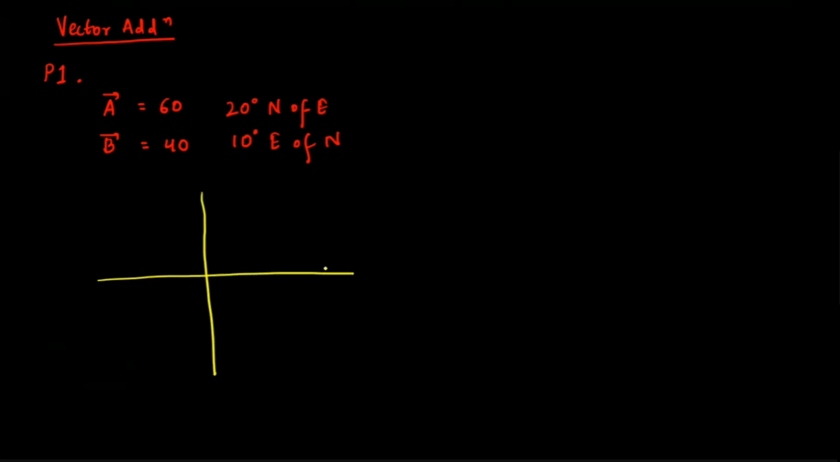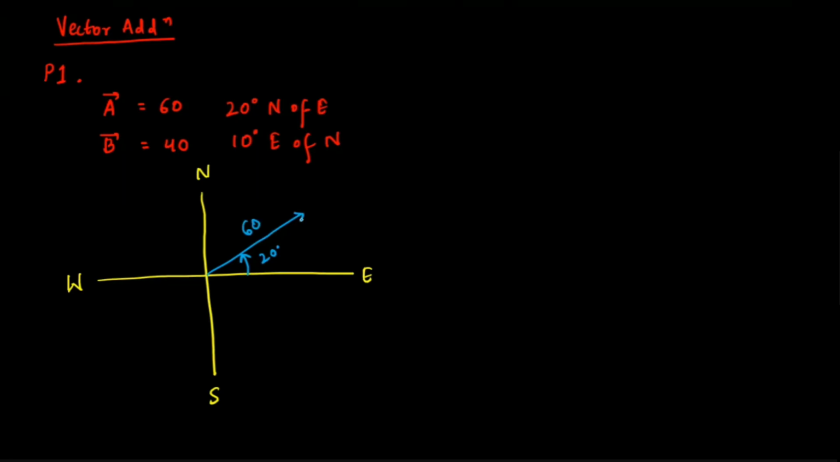So suppose this is my direction axis, this is north, this is going to be south, this is going to be east, this is going to be west. Now, what does this 20° north of east mean? It means that the vector 60 is making 20 degrees from east, something like that. So this angle is supposed to be 20 degrees. This is my 60 vector.